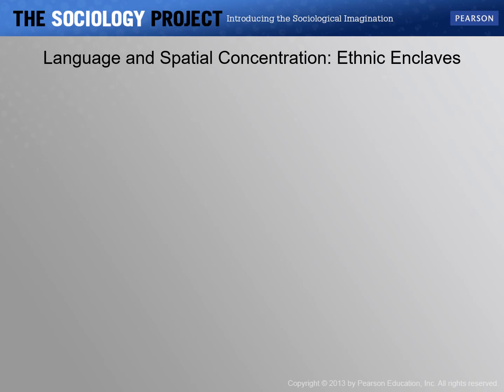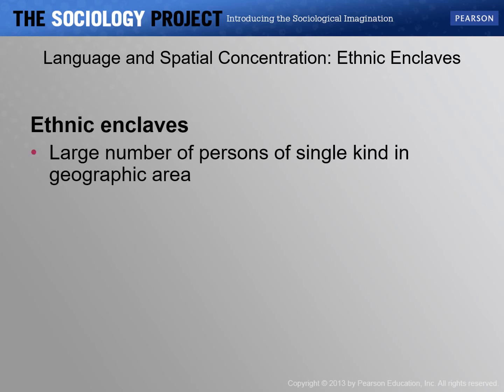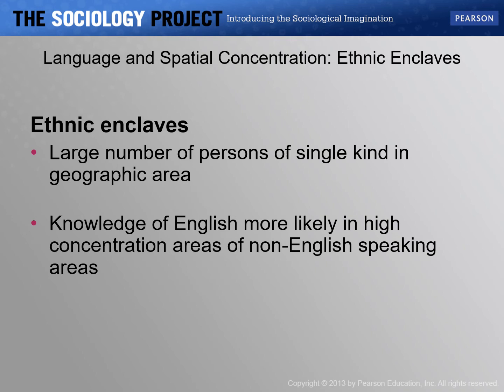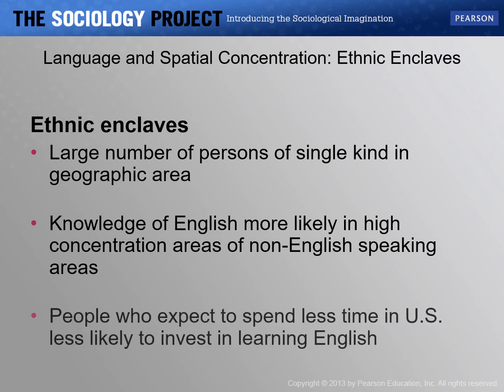Language and spatial concentrations are a big issue, which leads to the development of ethnic enclaves. Large numbers of persons from a single geographic area. So if you've ever been in San Francisco and you go to Chinatown, it is like being in China. People do not speak English. They are a pretty self-contained ethnic group. Their knowledge of English depends more on the high concentration of non-English speaking people. People who expect to spend less time in the United States are less likely to invest in learning English.